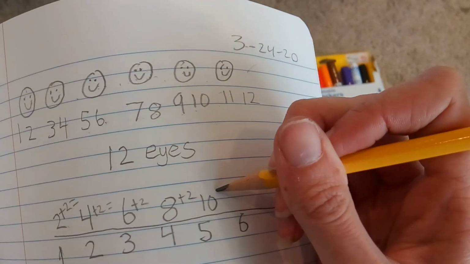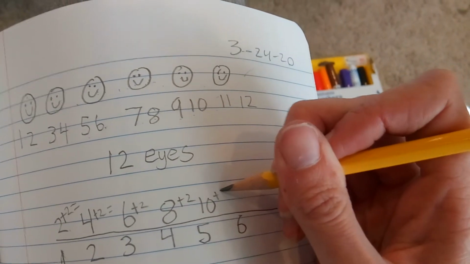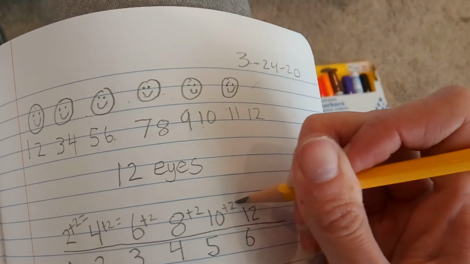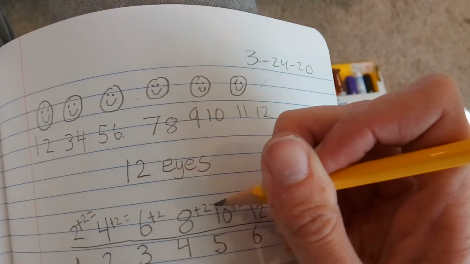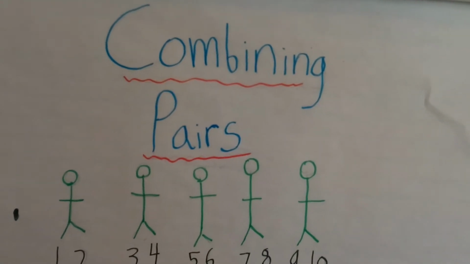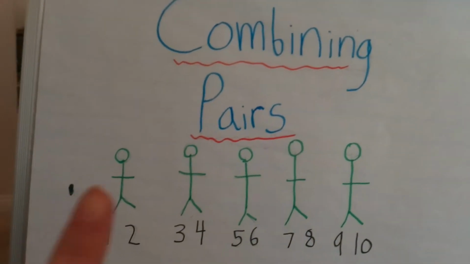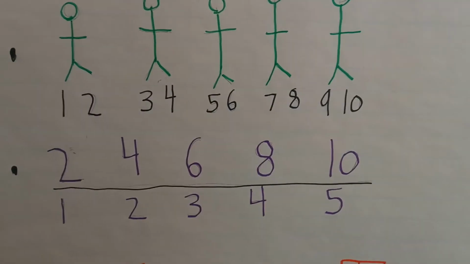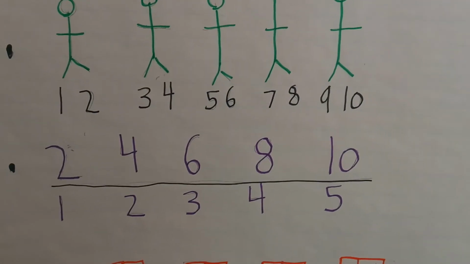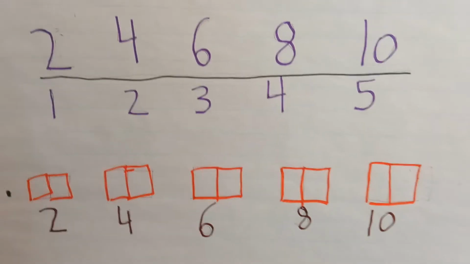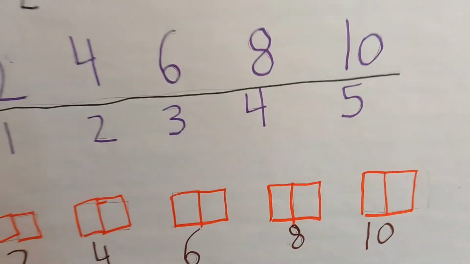Select the correct answer again. That's right, equals 12. Let me put those equal signs to make that more clear. So you saw me use 2 of our methods for combining pairs to find my total. First one I did was I counted by ones. Next, I created a table and counted by 2s. And the only one I didn't model was counting by 2s and drawing each of the units there.